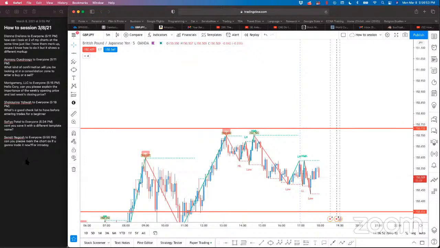Senate, what's up, man? What's going on? How you been? Can you please mark up the chart as if you were going to trade it now for intraday?